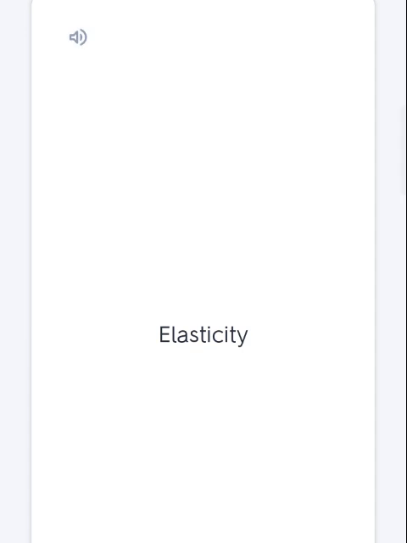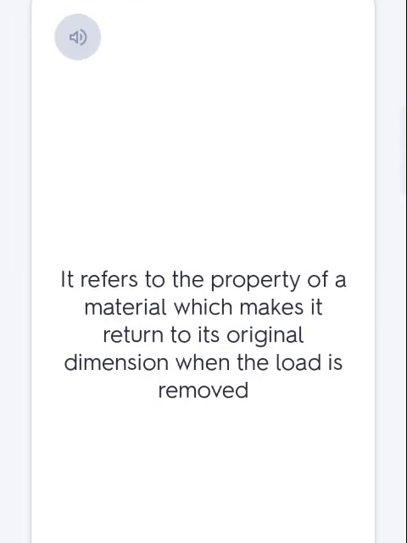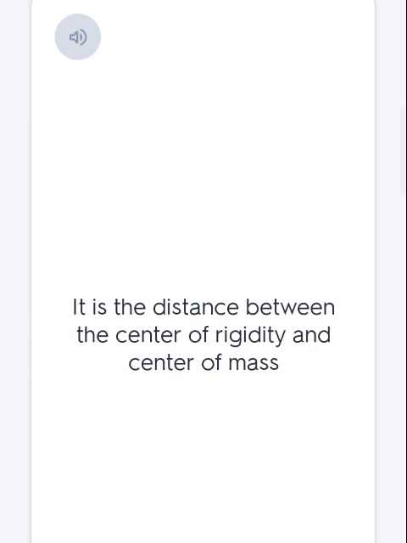Elasticity. It refers to the property of a material which makes it return to its original dimension when the load is removed. Eccentricity. It is the distance between the center of rigidity and center of mass.